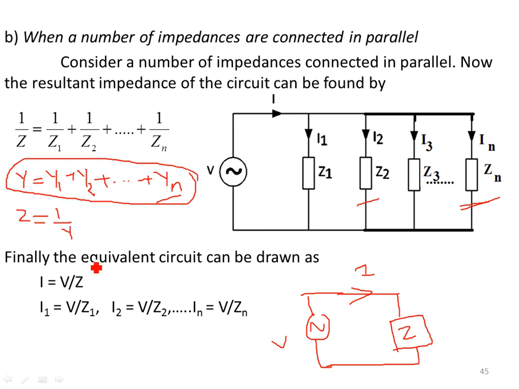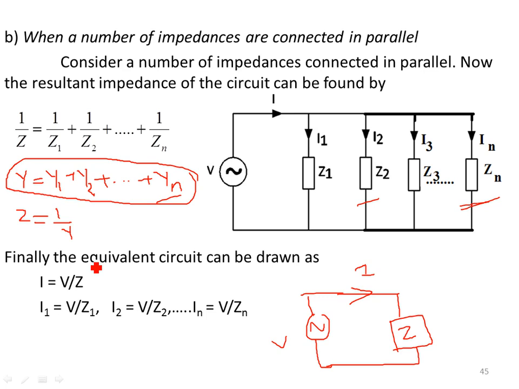So with that, I am ending this lecture. Hope you have got a glimpse of parallel AC circuits. Parallel AC circuits basically means you have n impedances connected in parallel. So the concept of admittance comes into play. What is admittance? Admittance is 1 by Z.